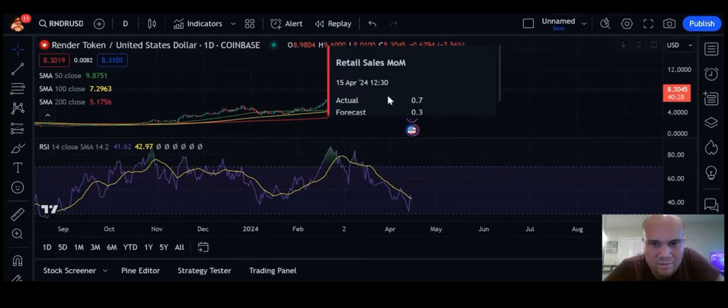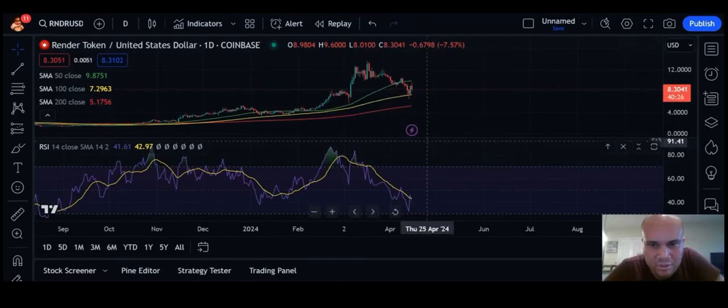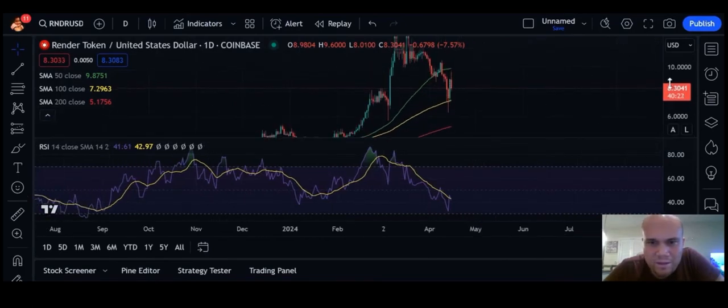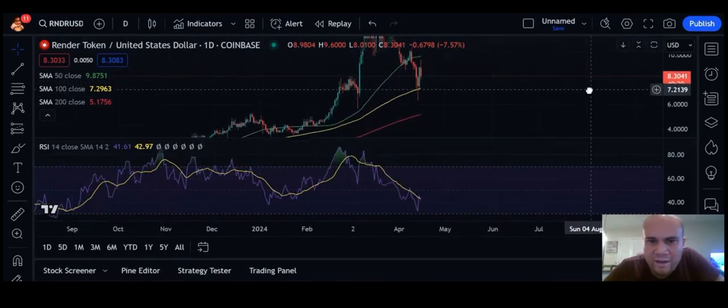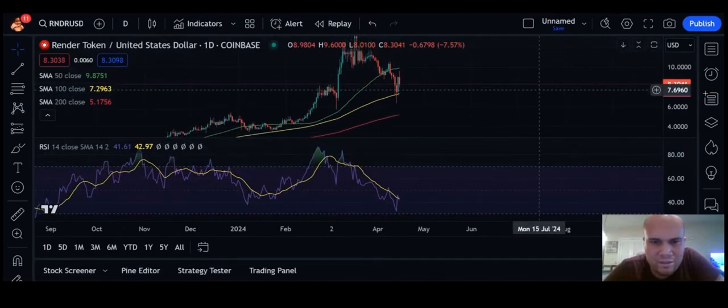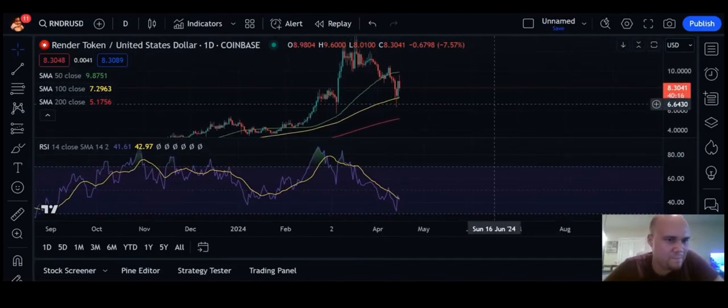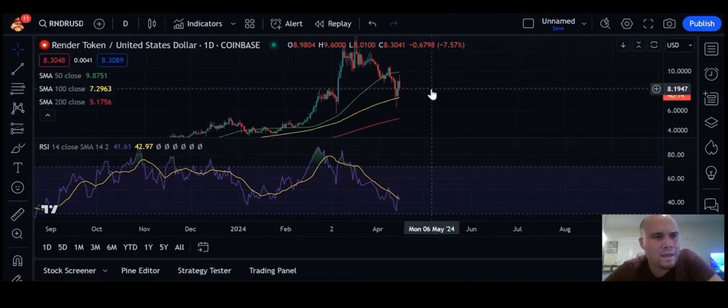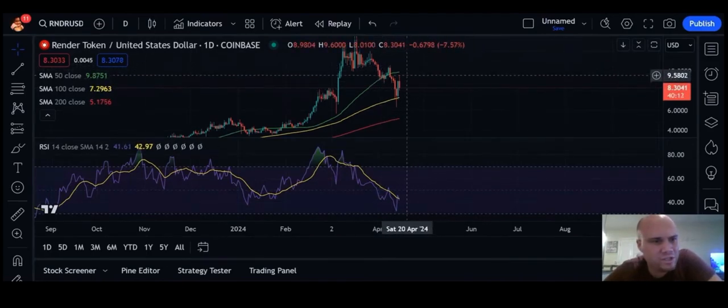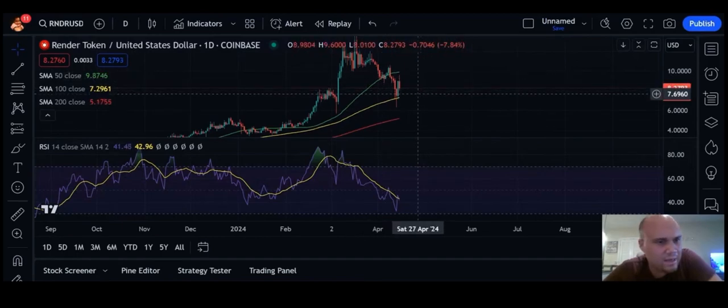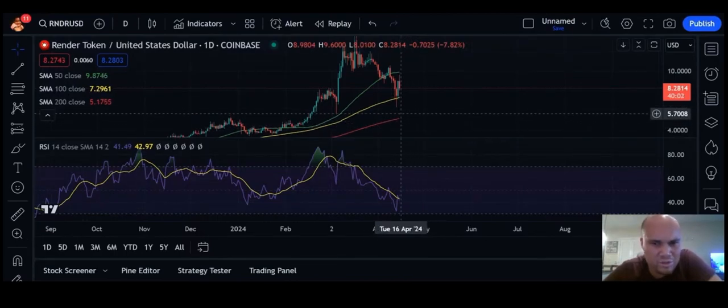Let me get rid of these things here too. I like using moving averages, guys, to give me an idea of where prices might go and where they might bounce off of. I have the 50-day moving average, that green line right there, the 100-day moving average, which is the yellow line, and the 200-day moving average, which is the red line.